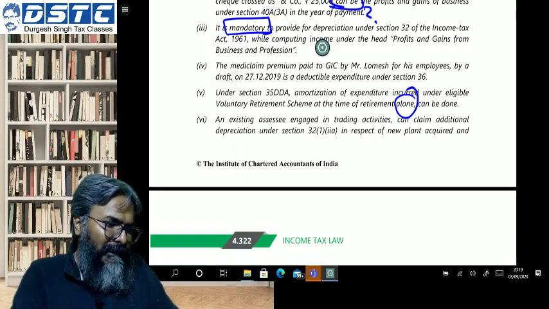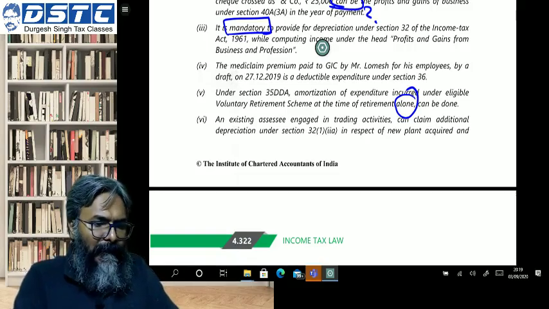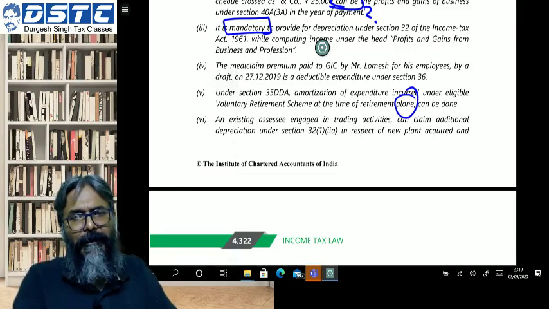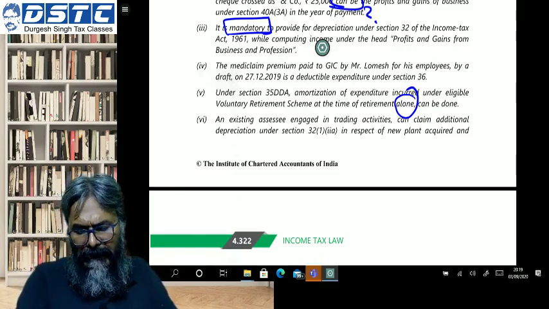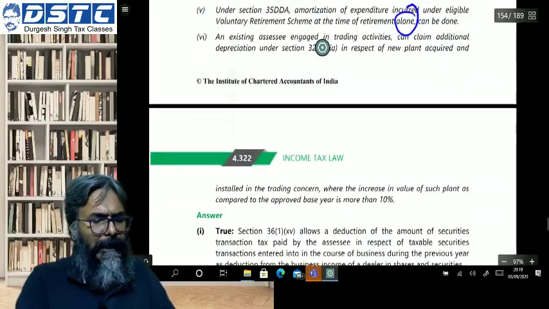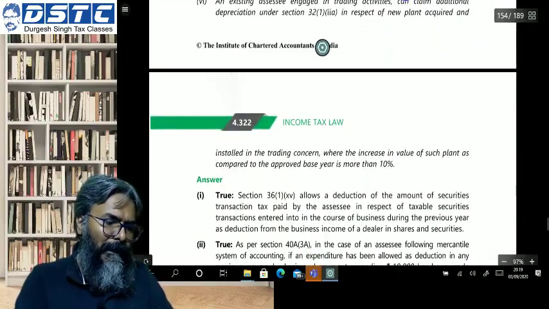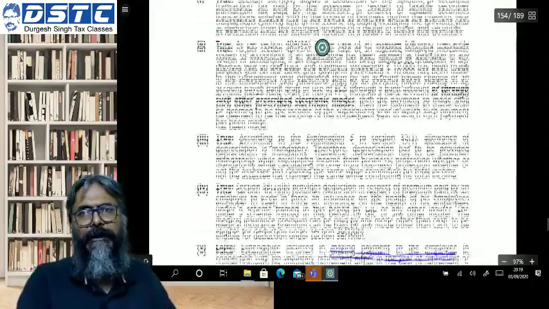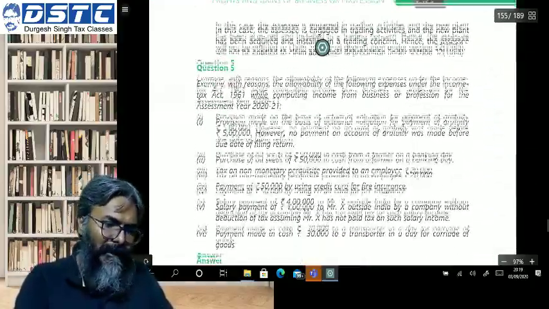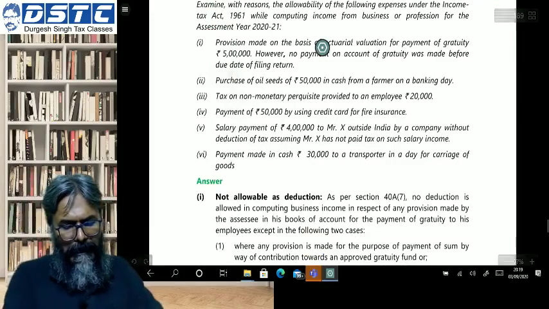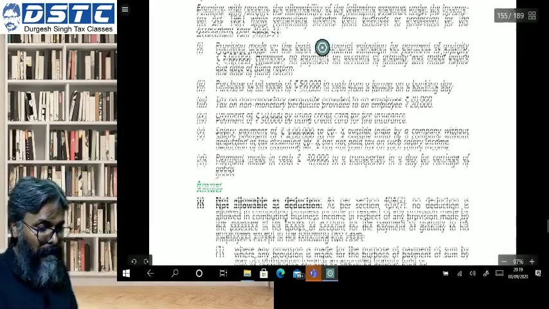Point number 6, an existing SSC engaged in trading activity can claim additional depreciation. Is additional depreciation available for a person who is in the trading activity? Is the additional depreciation applicable to a person who is in the trading activity is the question. And the answer has to be false.